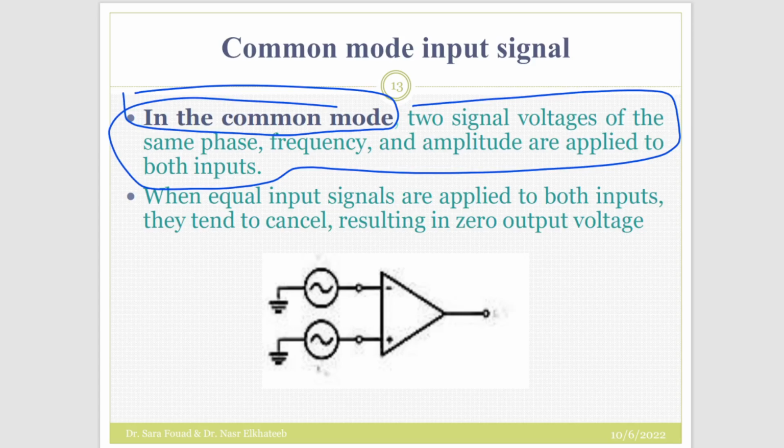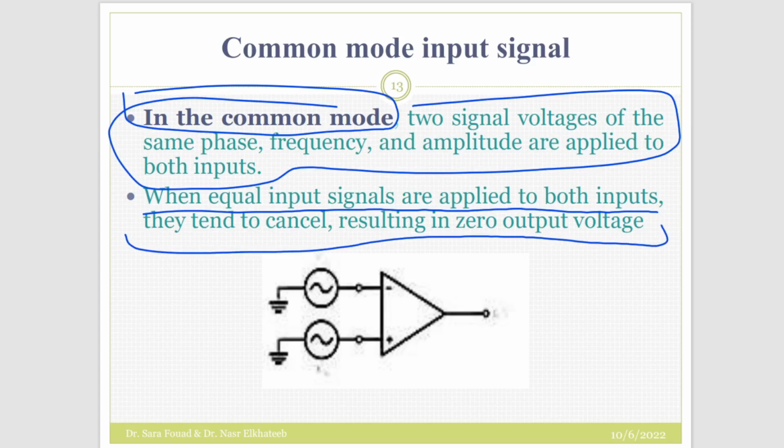So the common mode means that we are connecting two signals that are exactly the same, one to the first input and the other to the second input. When equal input signals are applied to both inputs, they tend to cancel, resulting in zero output voltage. We have said that the operational amplifier takes the difference between the two signals.